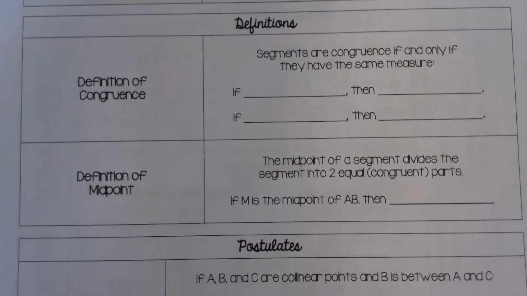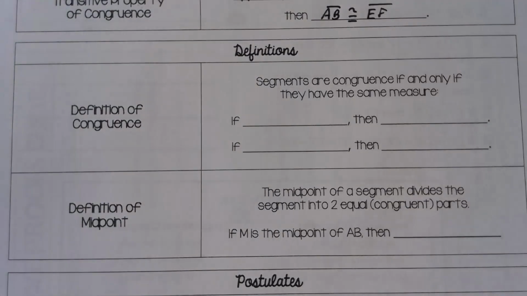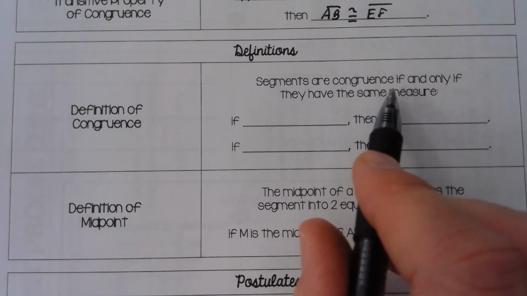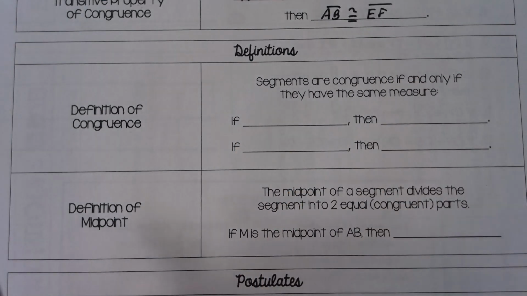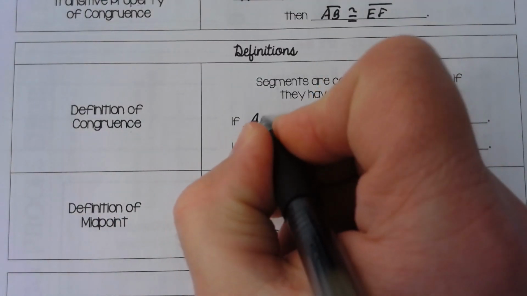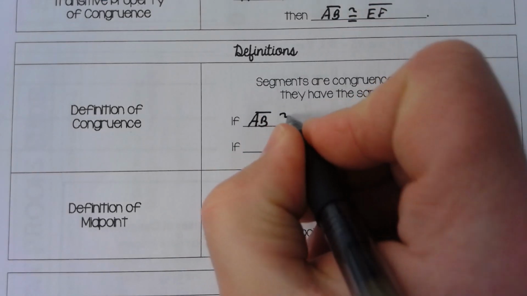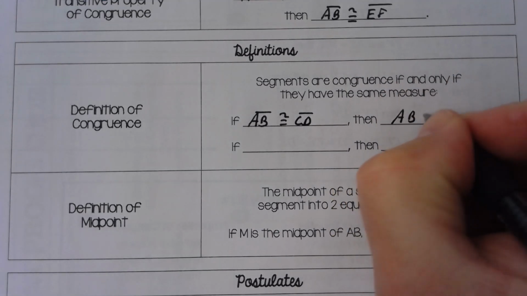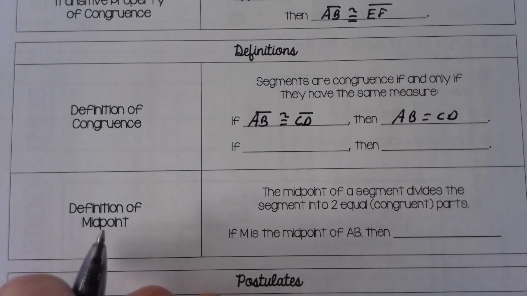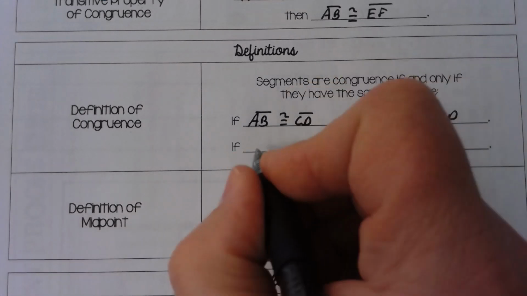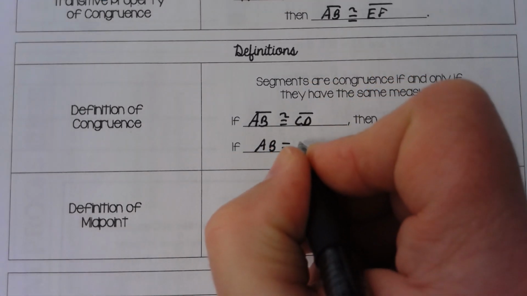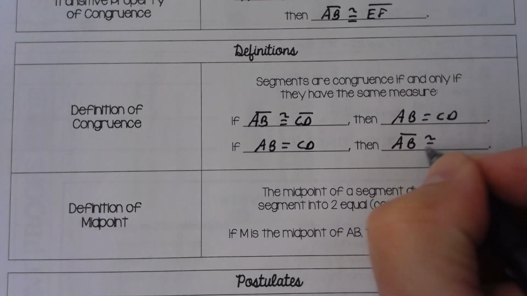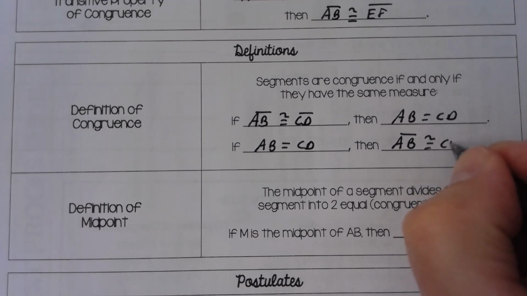Definitions are important. They tell us what things are and how we can use them. Segments are congruent if and only if they have the same measure. So if AB is congruent to CD, then AB is equal to CD. And if AB is equal to CD, then segment AB is congruent to segment CD.